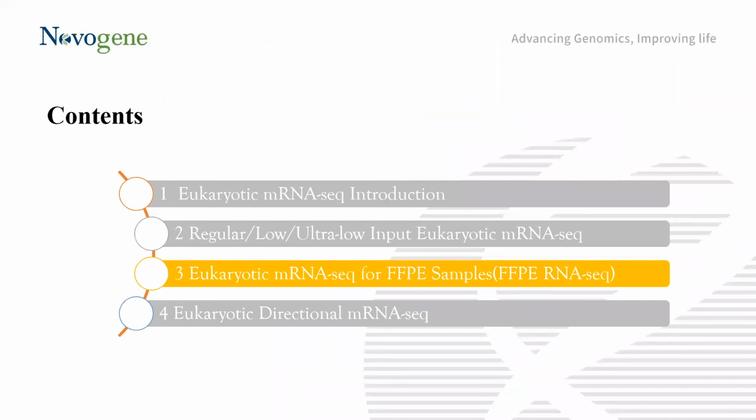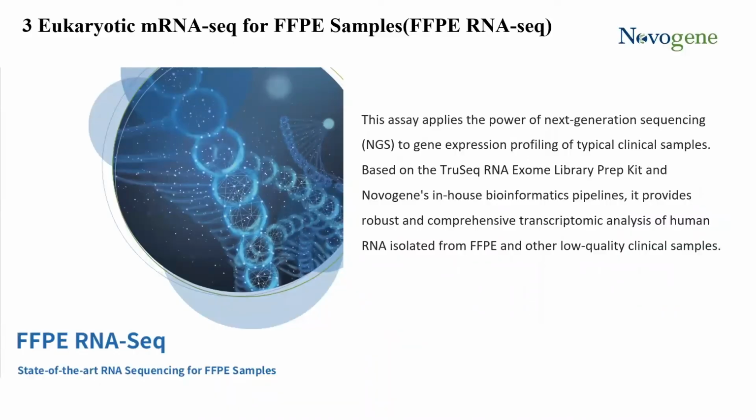So in the third part of this presentation, I will go over FFPE samples and how we perform our RNA-seq analysis on them. Here at Novogene, having a standardized pipeline for FFPE samples allows us to use the power of next generation sequencing to measure gene expression patterns in typical clinical samples. Our pipeline is an amalgamation of the TruSeq RNA Exome library prep kit with our in-house bioinformatic pipeline. This combination provides us a robust and reliable transcriptome analysis of RNA isolated from FFPE samples or even other low-quality clinical samples.